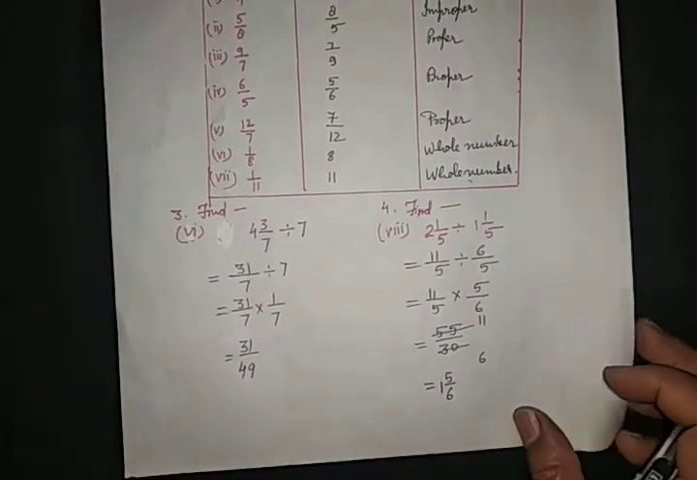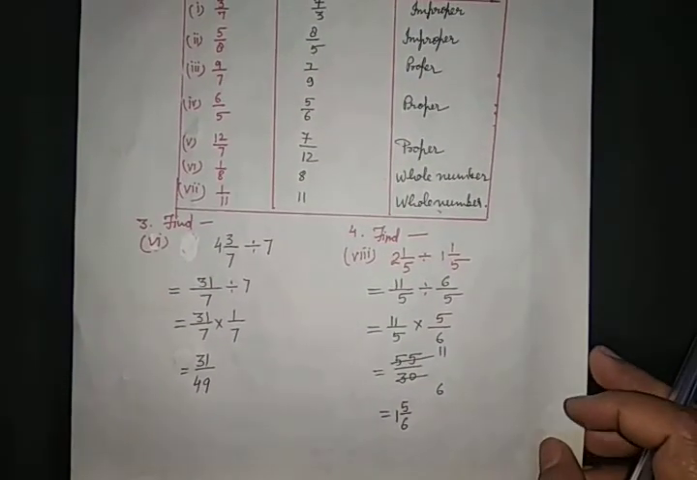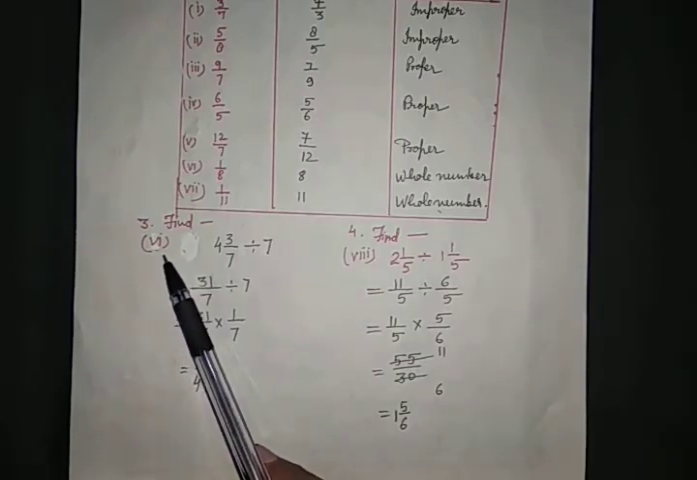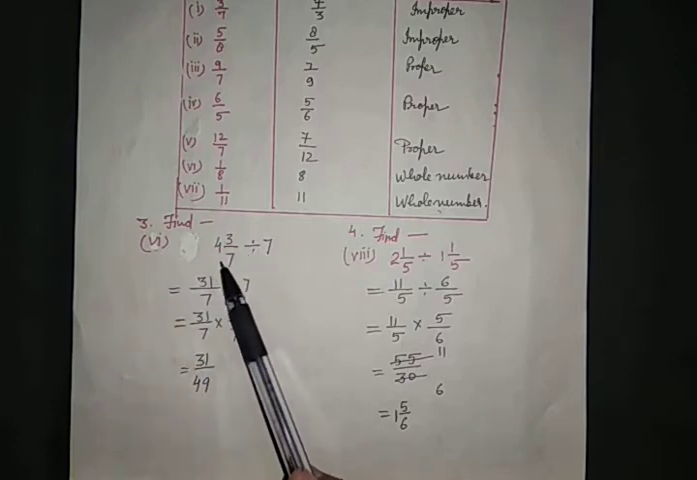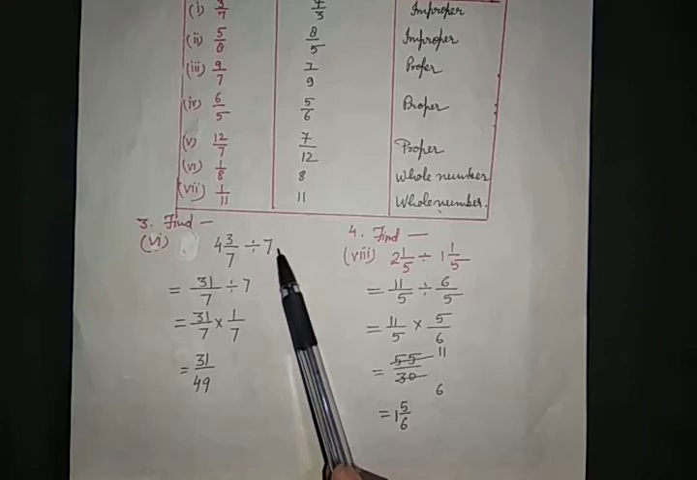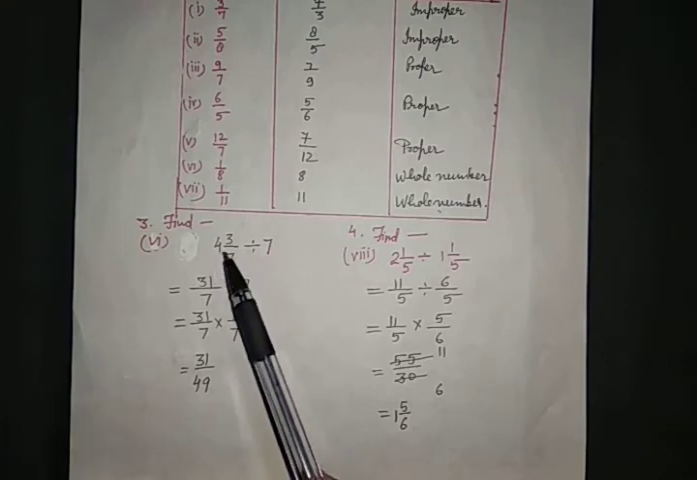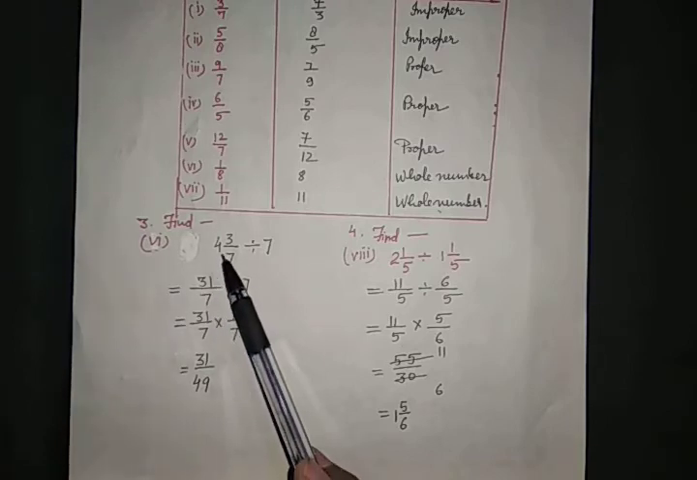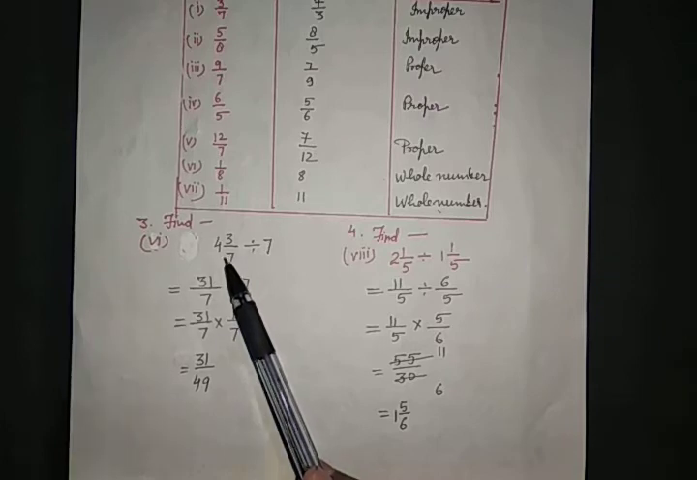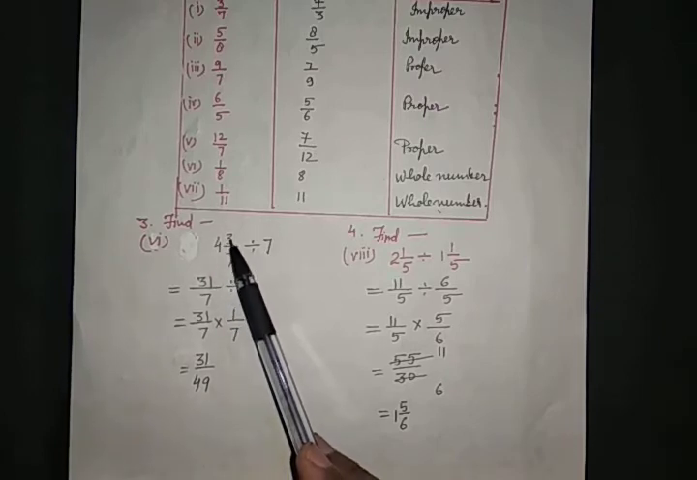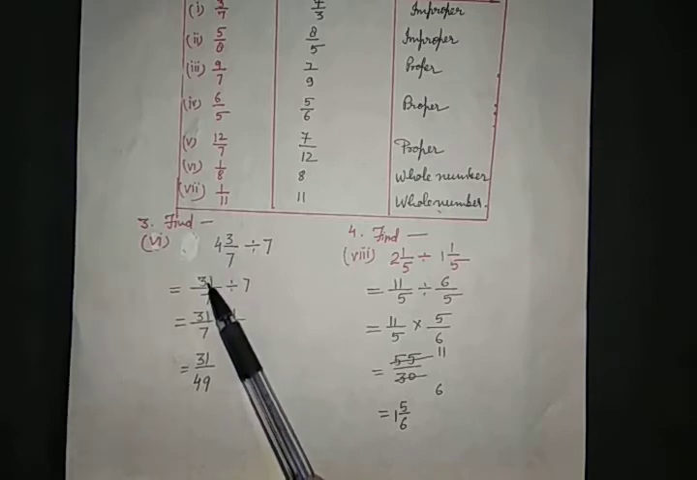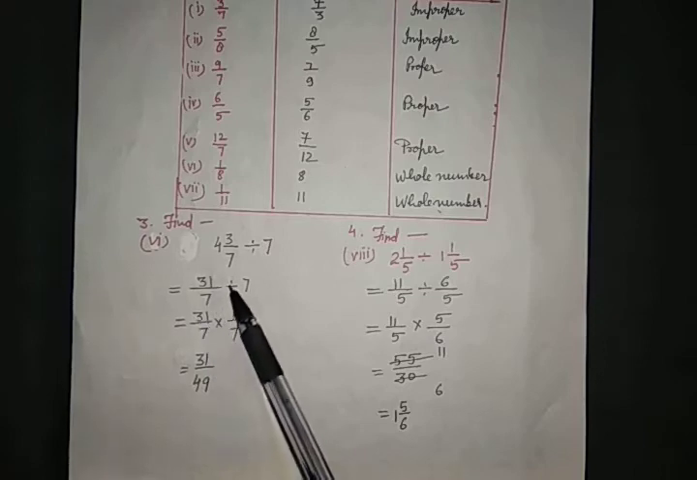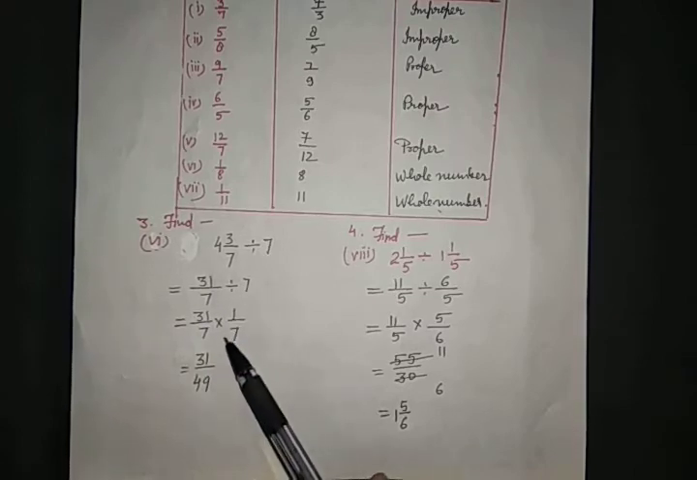Now you see question number 3, sixth part. Here you have to divide a mixed fraction by a whole number. Mixed fraction you will change into improper fraction. 4 whole 3 by 7. 7 into 4, 28 plus 3, 31. 31 upon 7 divided by 7. Here 31 upon 7 into 1 upon 7.